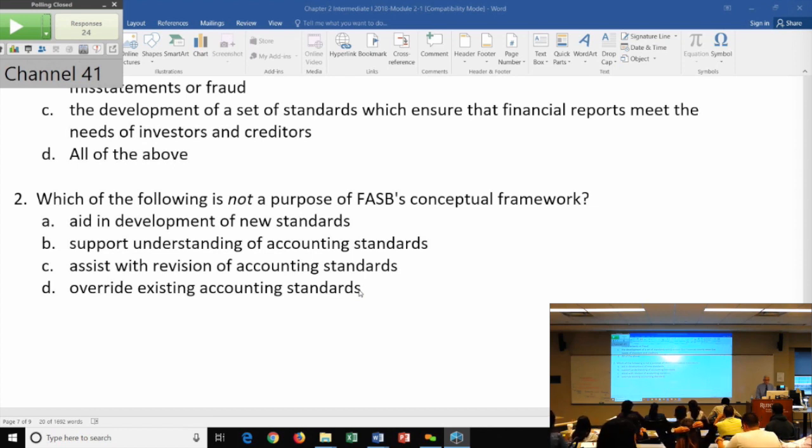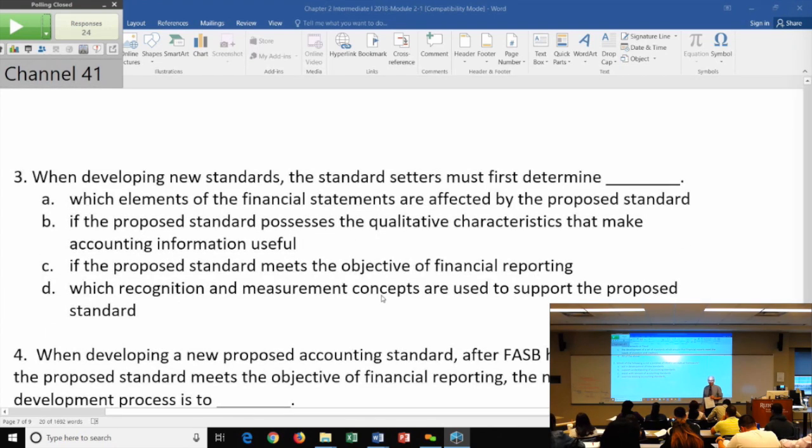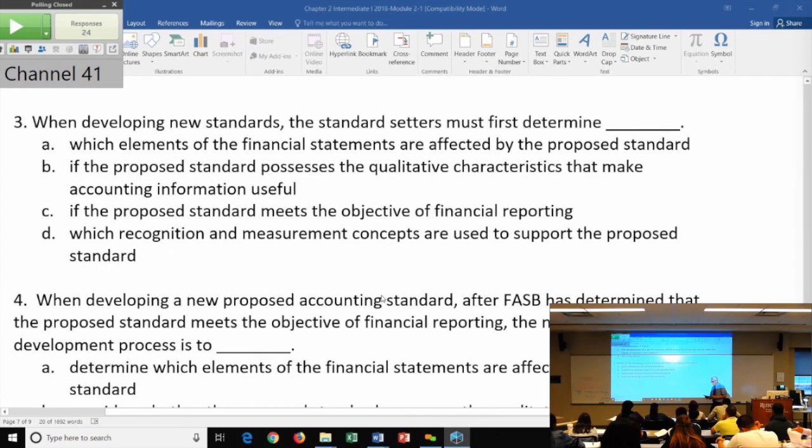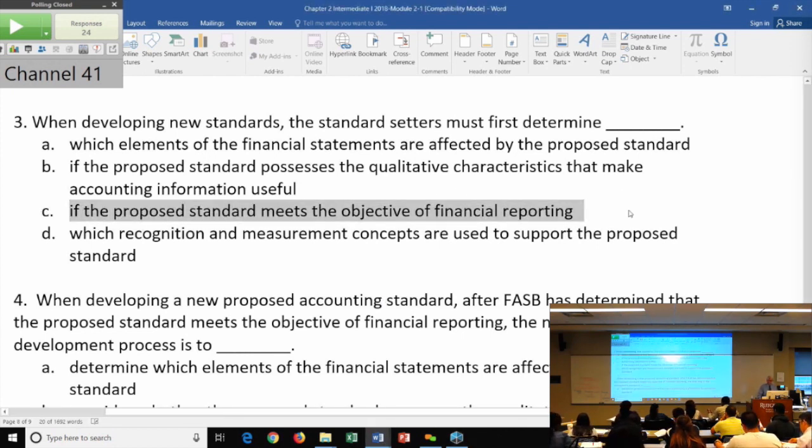The conceptual framework has nothing to do with accounting standards. It does not override standards, nor does it get involved with issuing accounting standards. So it's absolutely correct. D is correct. Okay, great. So that one is good. All right, now, in number three, I'm going to take care of these for you. Number three, when you develop new standards, what's the first step? First step is the objectives.